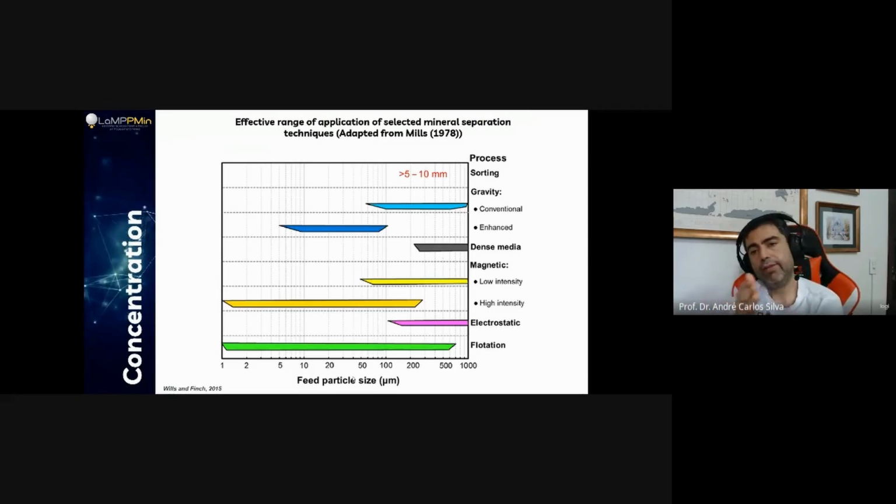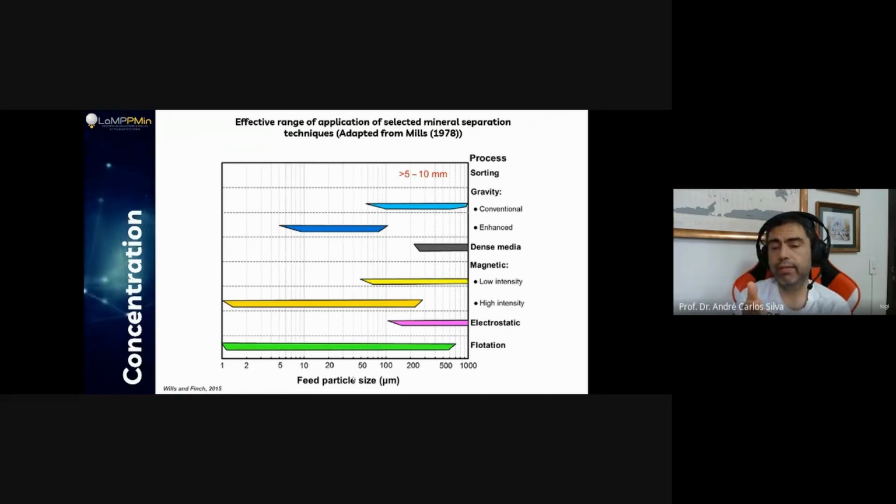If you want to tackle dense media separation, and if you want to do this in drums, as I showed you before, then you have to go to coarse particles, for example, above 200 micrometers. If you go to hydrocyclones, dense media cyclones, then you can go down to 20, 30 micrometers. I think it's safe to say that you're going to have a good result, okay?